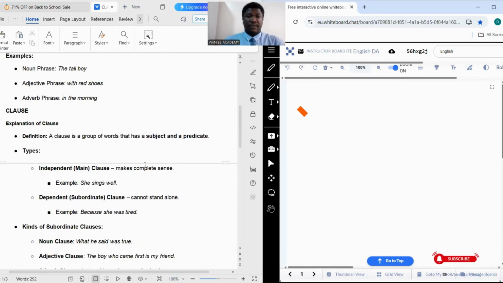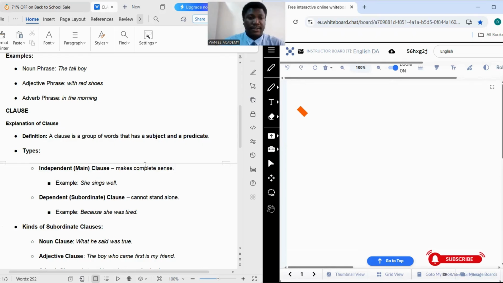A clause is a group of words that has a subject and a predicate. Now, just like I said, a clause is very different from a phrase in the sense that a phrase is just a coalition of words that does not have a verb to make that structure make complete sense. But a clause has a subject, which is the performer of the action, and it has a verb that shows what the performer of the action is doing.